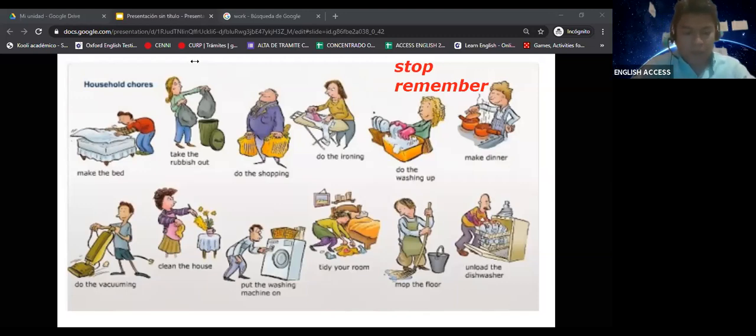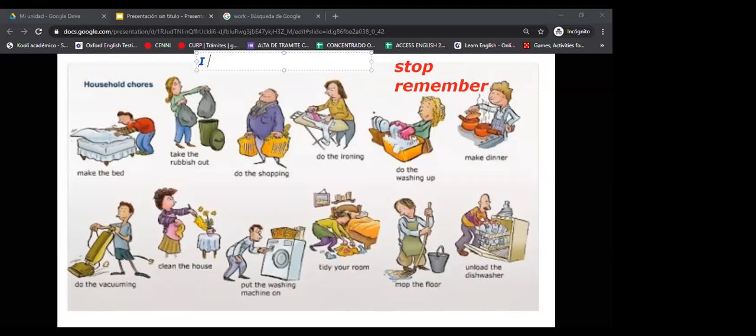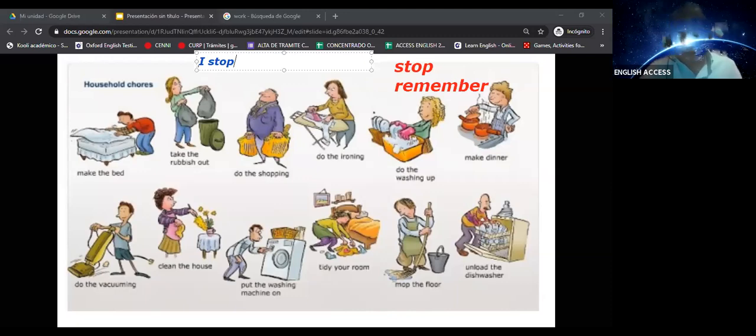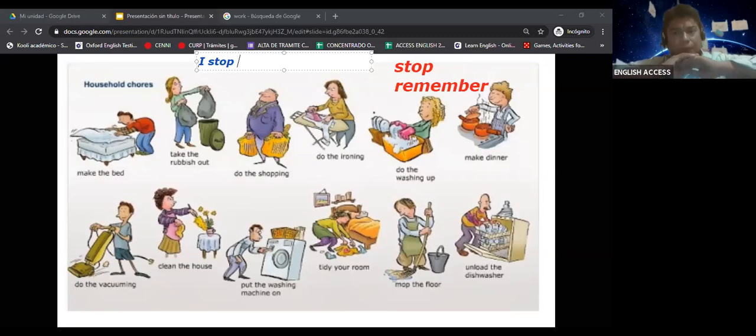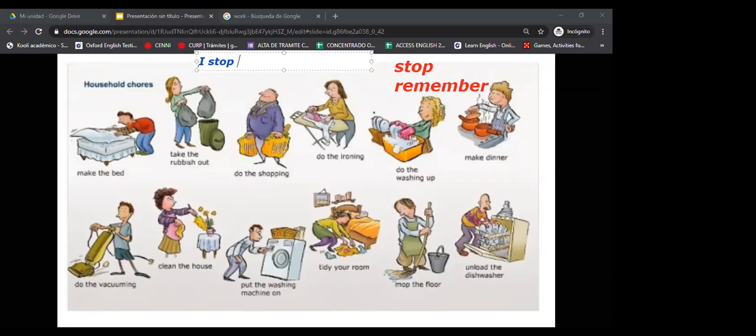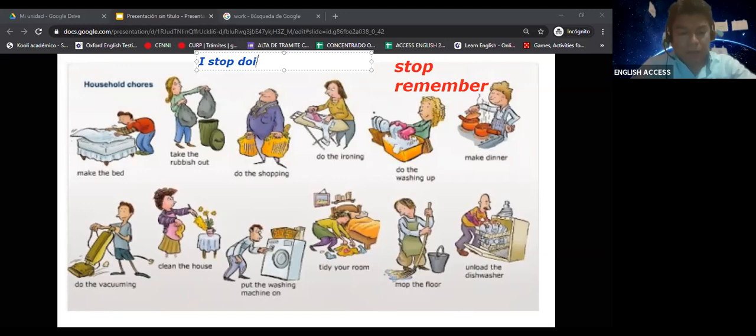Can you repeat your sentences? I stop. I stop in the past or in the present? Present. I stop. Present. Continue, please. I stop doing the shopping. Continue. The shopping.